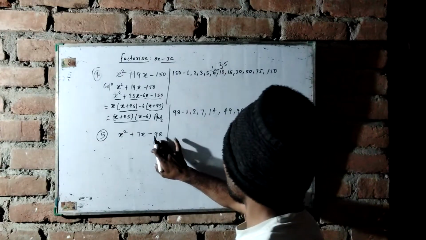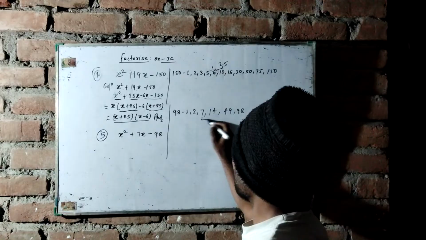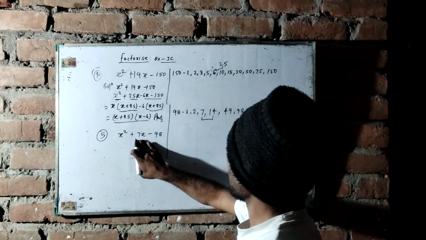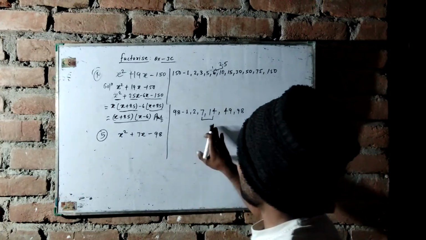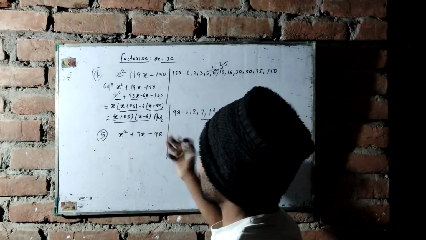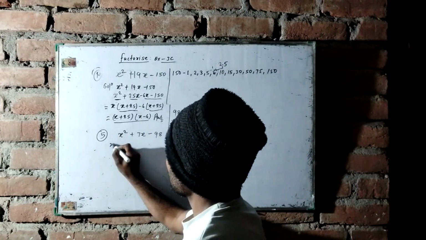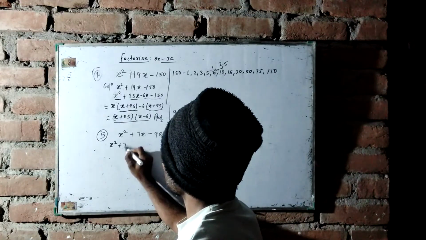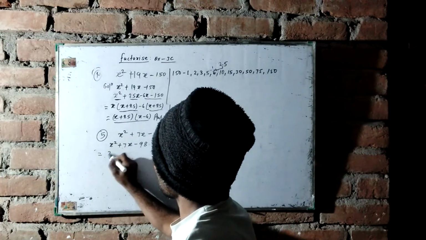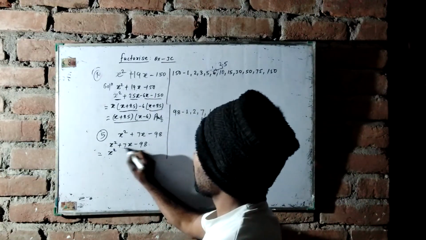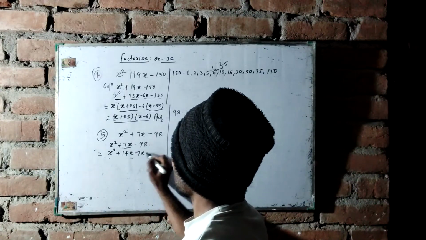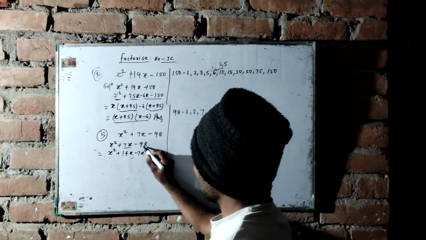Now we have to choose two numbers whose sum or difference will be 7 and their product will be 98. So we can see here two numbers 7 and 14 whose difference will be plus 7 and their product will be 98. It means minus 98. So we can write x square plus 7x minus 98 as it is. Now we can write x square, and 7x can be written as plus 14x minus 7x, and 98 as it is.